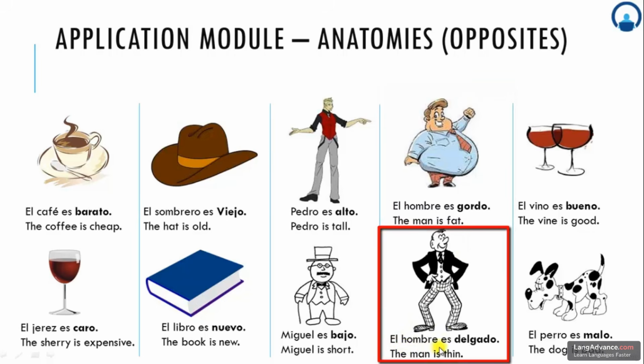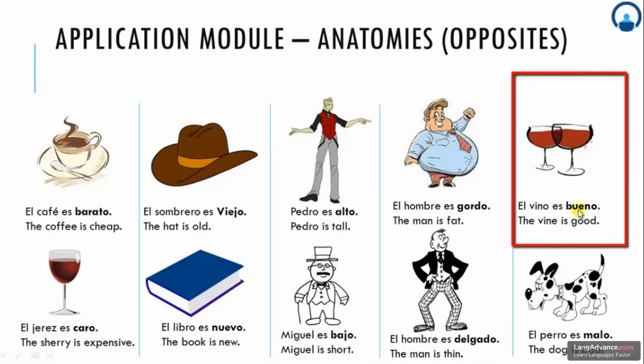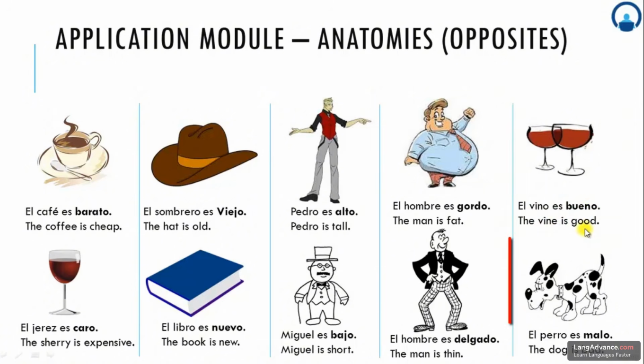El hombre es delgado. The man is thin. Delgado means thin. El vino es bueno. The wine is good. El perro es malo. The dog is bad. Perro means dog and malo means bad.